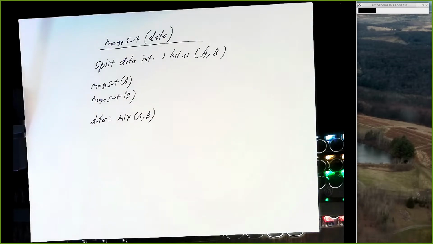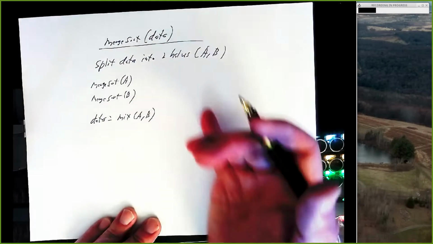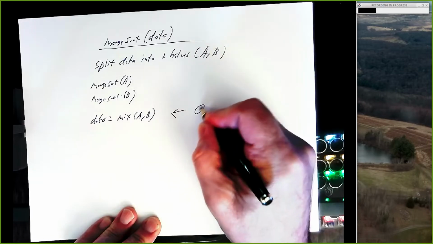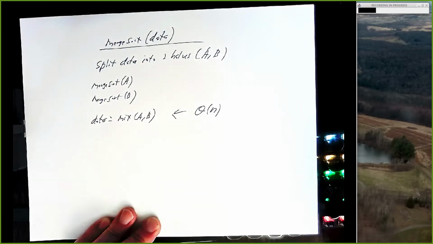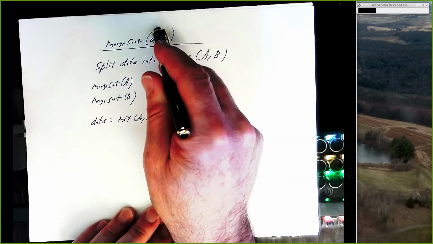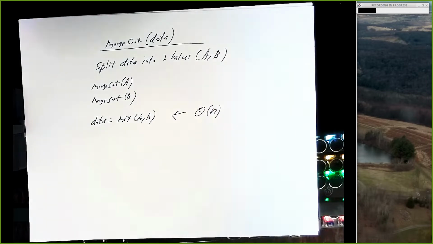So the only real work in here, other than making function calls, or revisioning your data as being in half, the only real work is being done right here, which is an order n operation. If you have n pieces of data coming in, then each of these has length n over 2, and you have to go through all n of those pieces to figure out which ones go in your output.